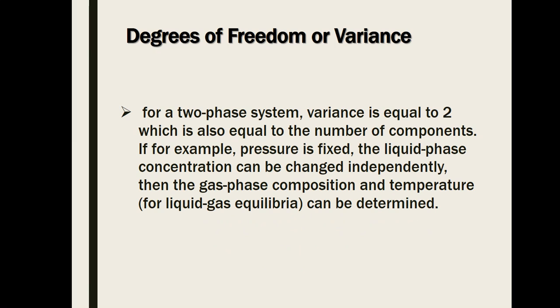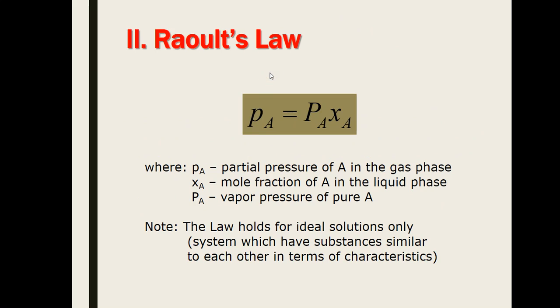In this case, what was fixed is the pressure, and another given information which could be changed independently of pressure should also be given. In this case, it's mentioned that it's the liquid phase concentration. Since we already have the two variables known, then we can determine what the problem requires. In this case, it could be either the gas phase composition or the gas phase temperature. That's the essence of the degrees of freedom or variance.